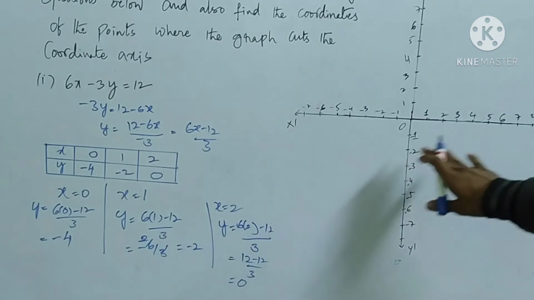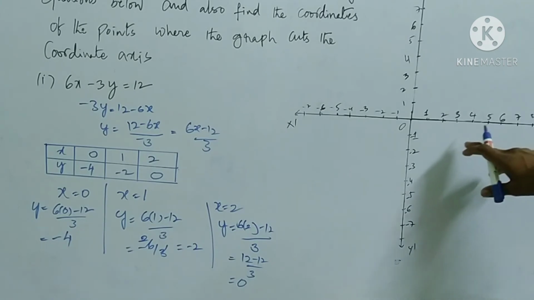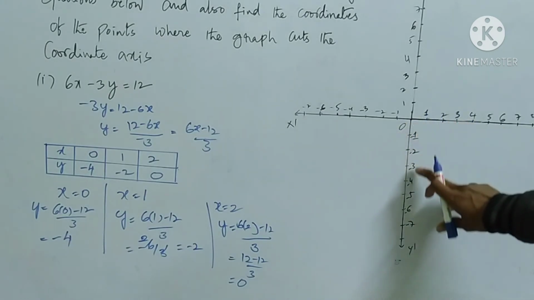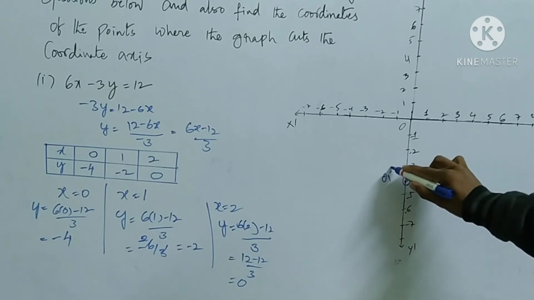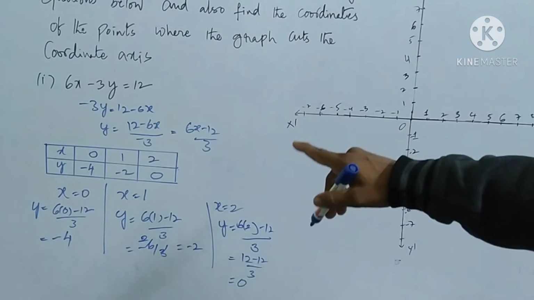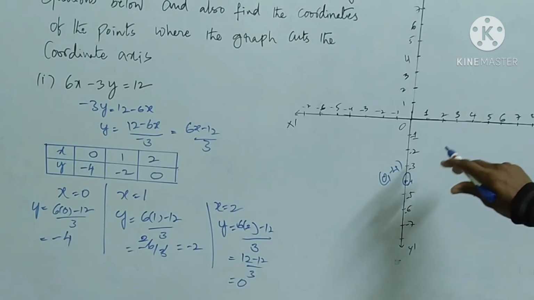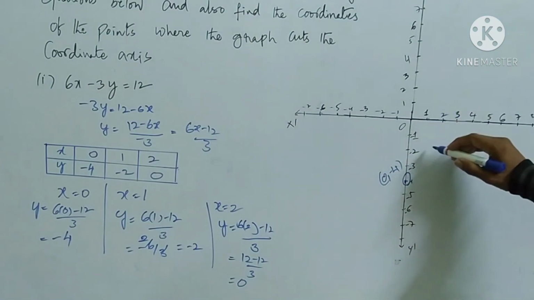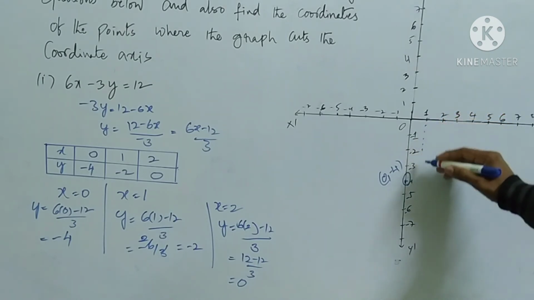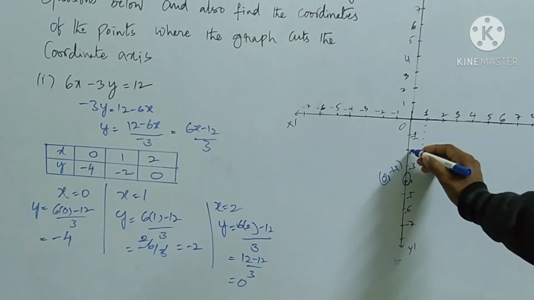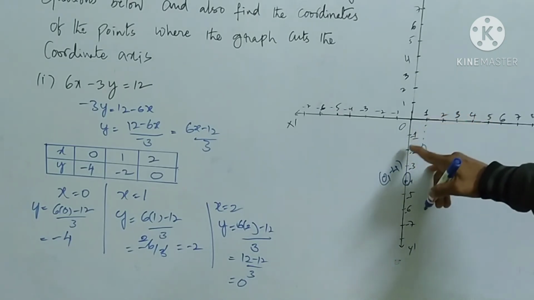Identify the solutions on the graph. When x is equal to 0, y is equal to minus 4. Here, 0 comma minus 4. Next solution: when x is equal to 1, y is equal to minus 2. Draw a perpendicular line to the x-axis, which is parallel to y, and a perpendicular line to the y-axis, which is parallel to x. The meeting point is 1 comma minus 2.